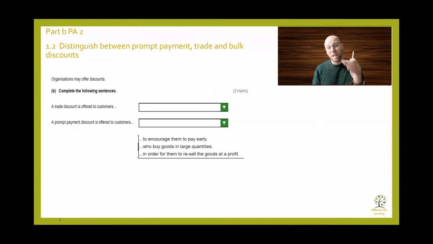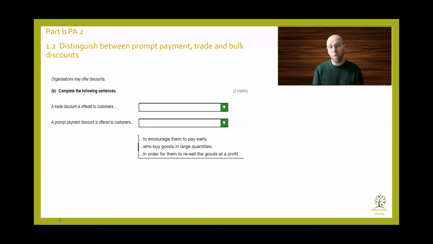It's a drop down. So when we click on the drop down, we've got 3 options, and each of those options kind of describe each of the different types of discounts that we can offer. One of them I have a bit of an issue with, but I'll talk about that in a second. But 2 of them absolutely describe some of those different discounts that we can have. So the different discounts that we can have are prompt payment, trade and bulk. This question is asking about 2 of those, which is trade and prompt.